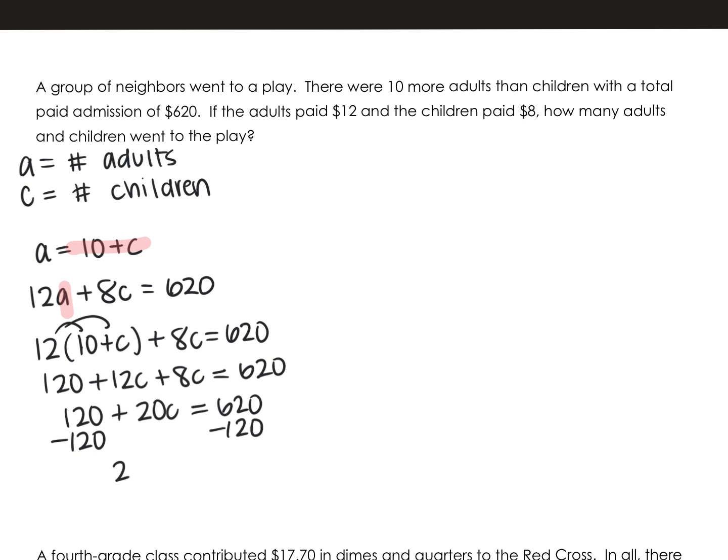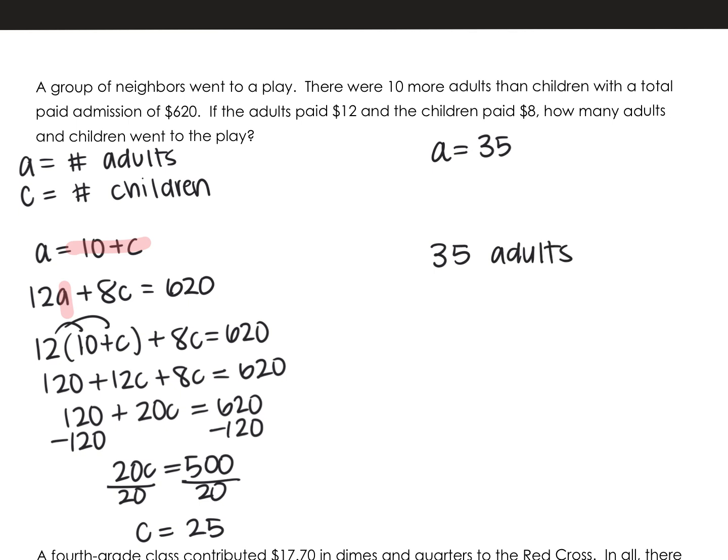Subtract 120, get 20C equals 500. Divide by 20, C is 25. So now my adults, because there were 10 more adults than children, my adults are 35. And because I want to have units, I'm going to say 35 adults and 25 children.